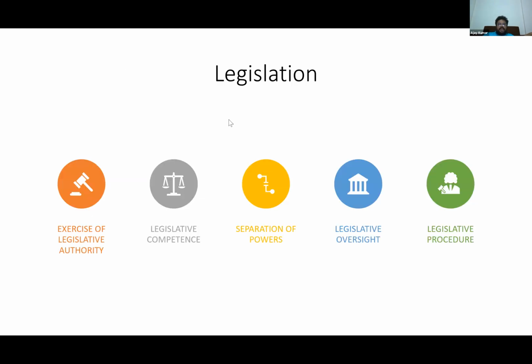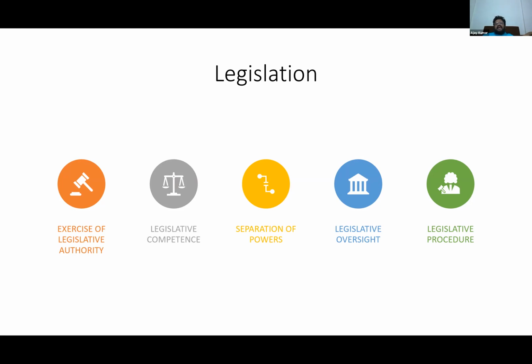Yeah. So now let's go to legislation, right? In legislation, I'm going to talk to you about exercise of legislative authority, legislative competence, what is separation of powers, what we mean by legislative oversight, and a brief, very brief, intro into legislative procedure, primarily so you can understand what the news is talking about when there is a bill in Parliament, right? Like we discussed earlier, the source of all legislative power in India now is the Constitution. And each legislature, the Union and the state, has its own respective domain under which it can legislate.